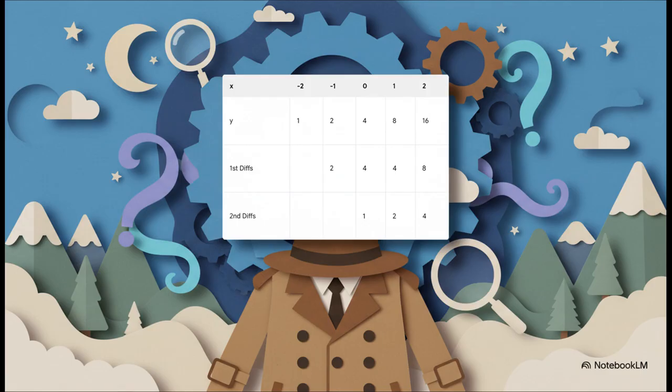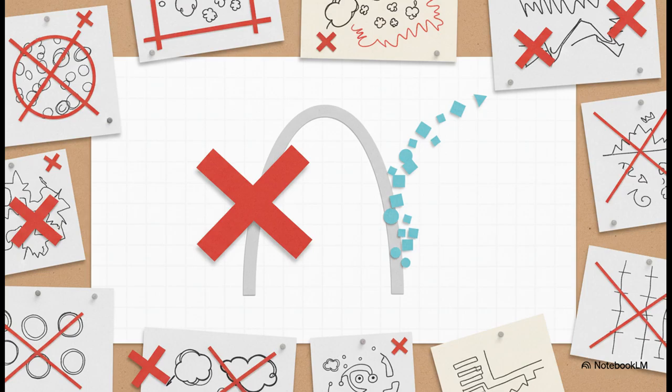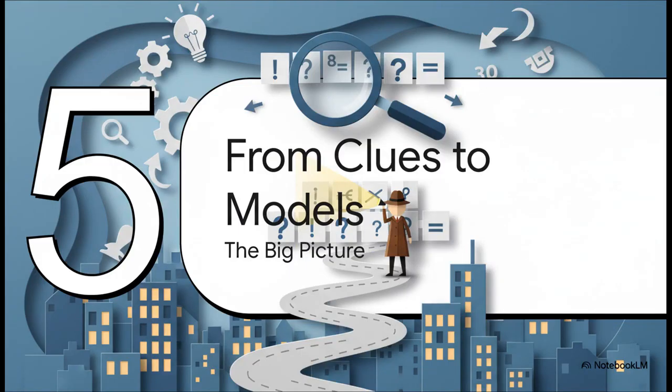Let's run the numbers. First differences are 1, then 2, then 4, then 8. Definitely not constant. So we go to the second differences, and we get 1, then 2, then 4. Still not constant. The pattern totally breaks down here. The evidence is crystal clear. The second differences aren't constant, which means this pattern is absolutely not quadratic. It's an imposter. Now, it's probably something else, maybe exponential, but hey, that's a case for another day. What's cool is that this shows our method is just as good at ruling things out as it is at confirming them.